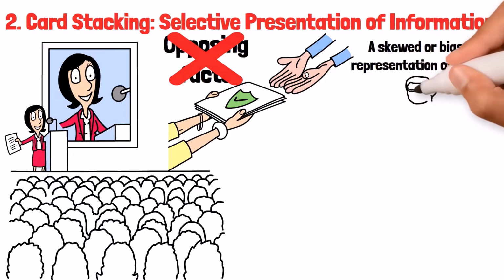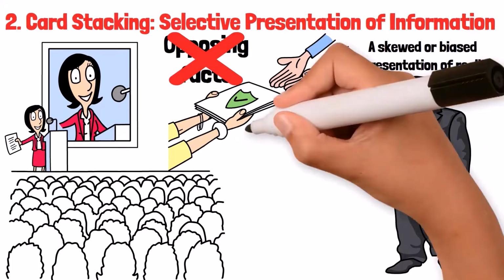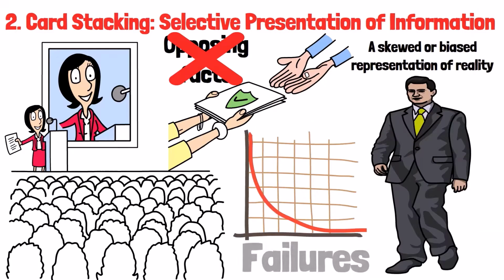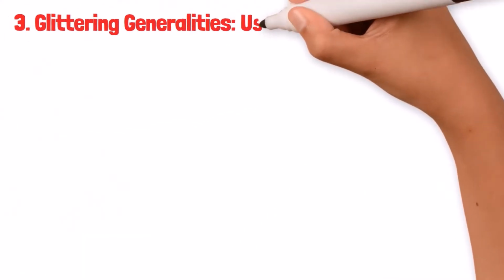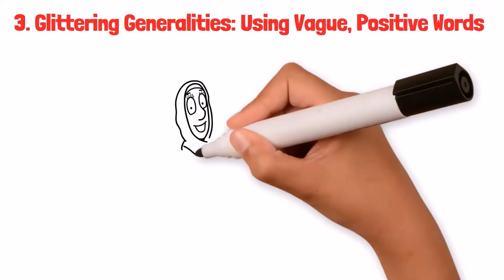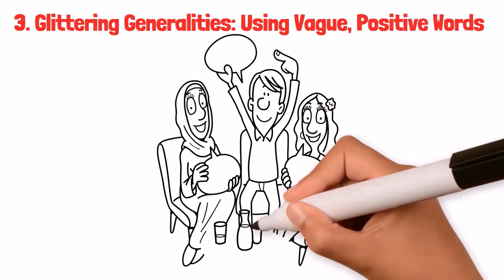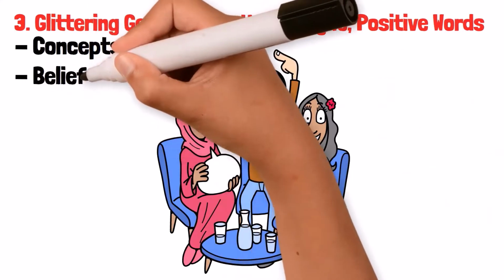For instance, a political campaign might highlight only the achievements of a candidate while ignoring or minimizing their failures, creating an incomplete and misleading picture. 3. Glittering generalities. Using vague, positive words. Glittering generalities involve using vague, emotionally appealing words that are associated with highly valued concepts and beliefs.